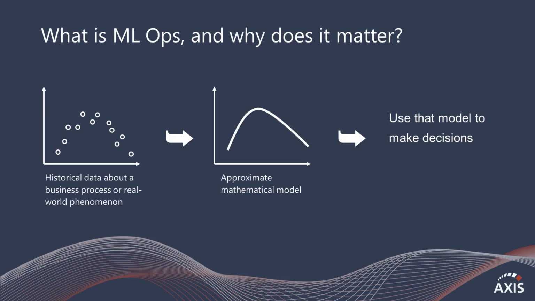So before we get into MLOps and why it matters, we should probably talk about what machine learning is at its core. It really is about taking historical data, feeding that to some computational algorithm, which will learn the patterns and relationships in that data to generate some approximate mathematical model of some business phenomenon. And then that mathematical model is used to support decisions.